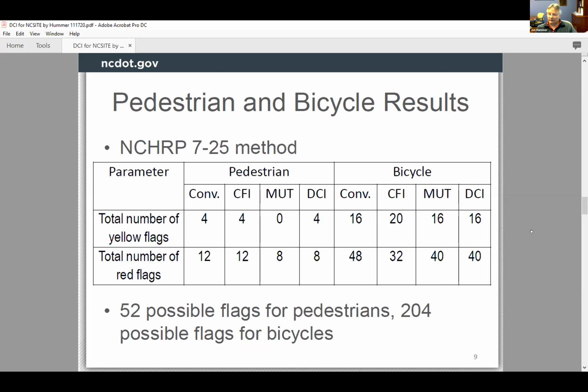Turning over to bicycles, right side of the slide, DCI, the same as median U-turn, not quite as good as CFI, which only had 52 flags as opposed to DCI 56, but all of that better than a conventional design, which requires bicycles to be quite, how do you say, gymnastic inclined to get across a big intersection like that. So a DCI middling for bicycle, roughly the same as median U-turn, but better than conventional.